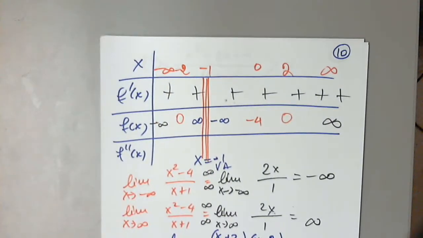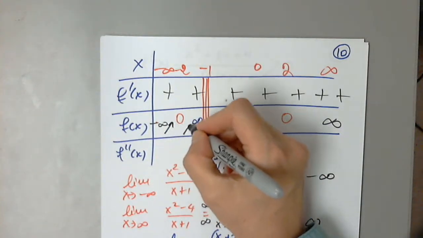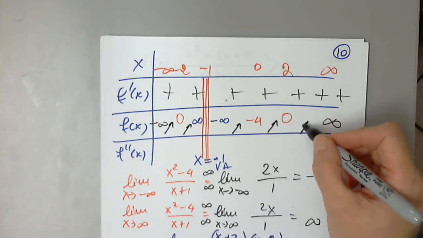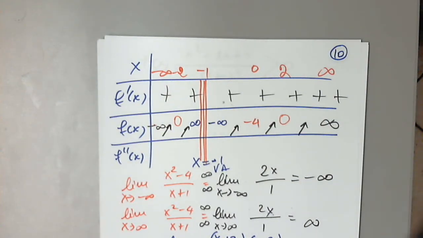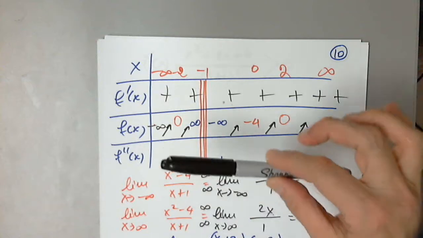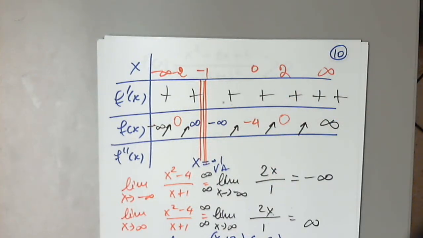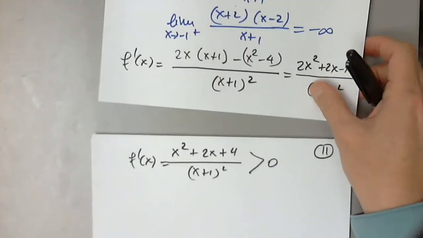And now we'll see if that is true. From negative infinity to negative 4 to 0 to infinity, is that correct? Good. Indeed. It matches the sign of the first derivative. Now I have to work on the second derivative. Any questions? Okay. Ugly.